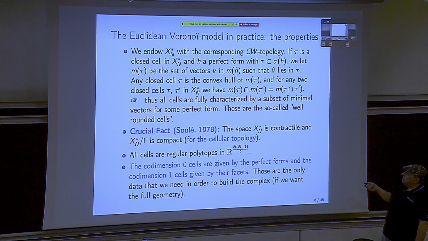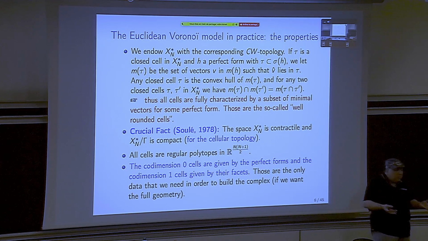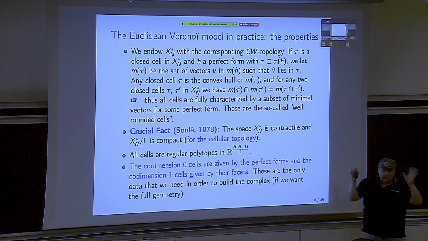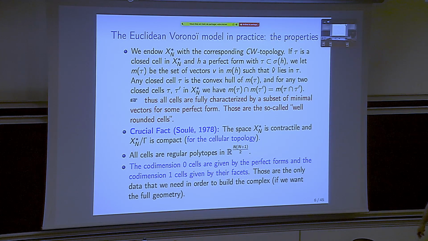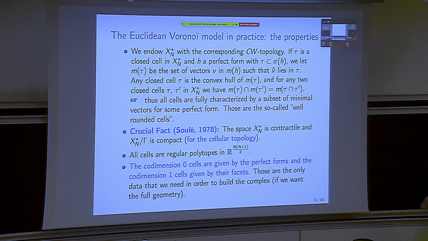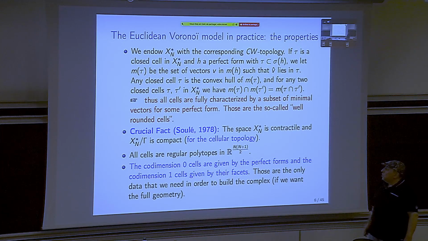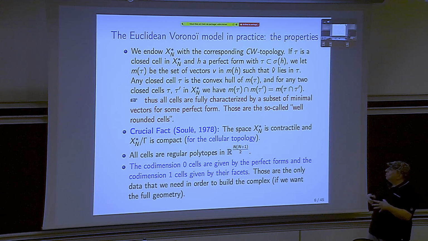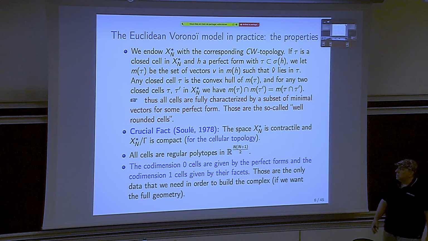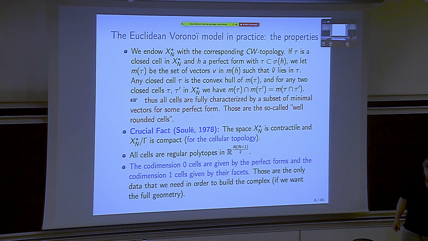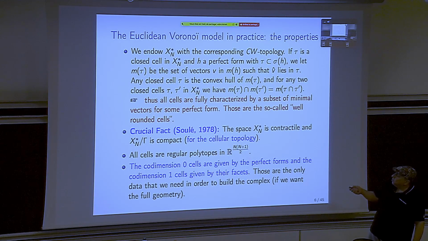And so we will work with cells which are well defined, and in particular the minimal vectors are of full rank. And this is what is usually called well-bounded cells. So the main fact is that Xn is contractible with star, and that the quotient by gamma is compact. For the cellular topology, of course, not for the Euclidean topology. Okay. I mean, you cannot remove this sentence.